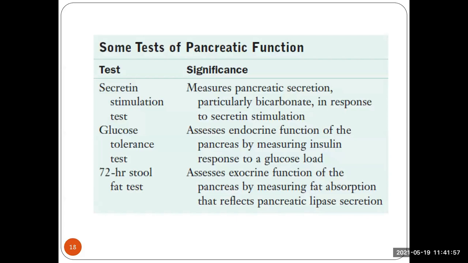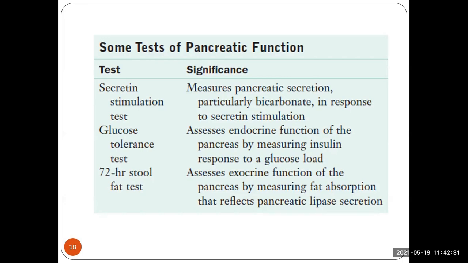These are some common tests which are used for the diagnosis and prognosis of pancreatic functions. For example, the secretin stimulation test measures the pancreatic secretions, particularly bicarbonates, in response to secretin stimulation. Secretin is basically injected, and ultimately the response in the form of pancreatic secretions is assessed.